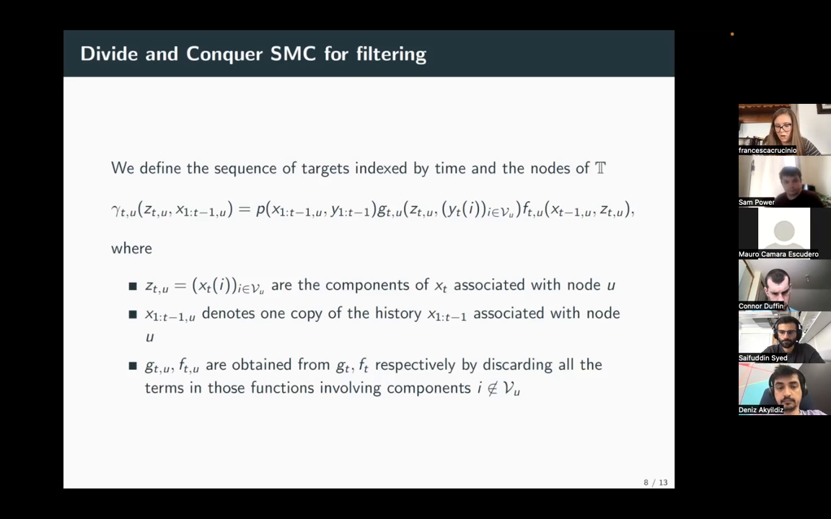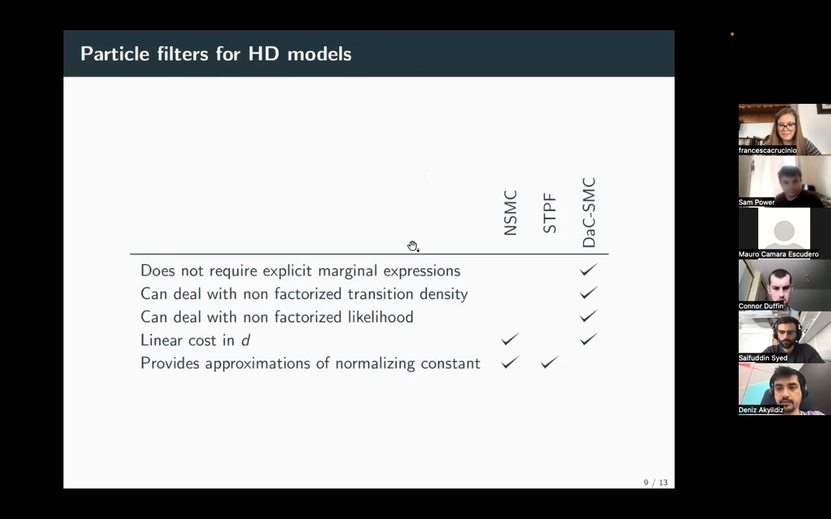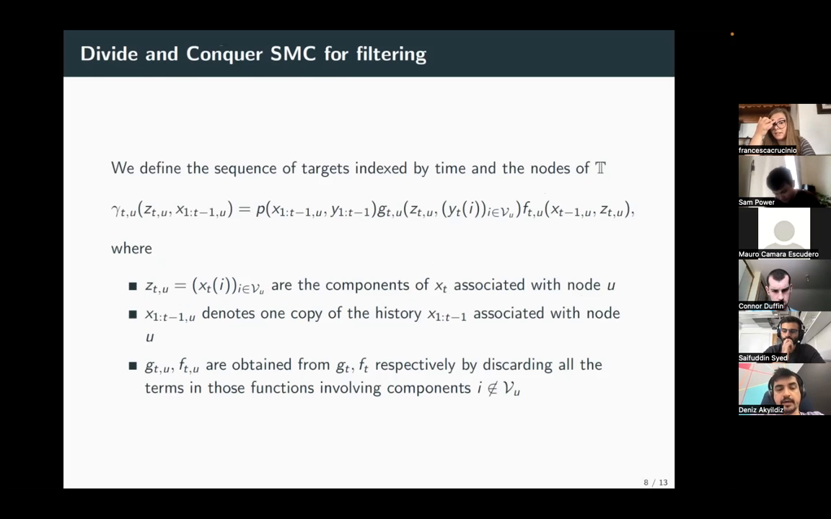May I have a question? Yes. So if you go back, as I understand it, for this you need the likelihood to factorize with respect to dimension, right? Is that true?